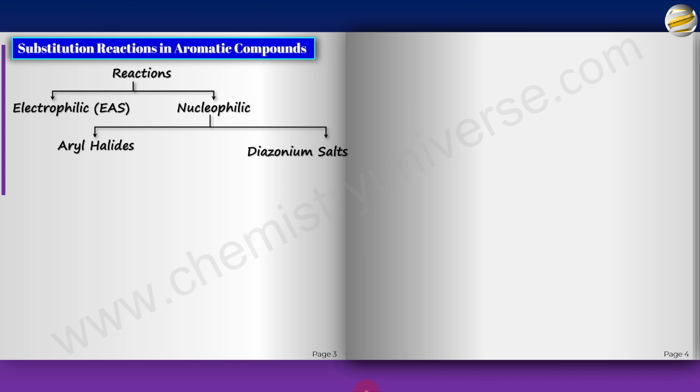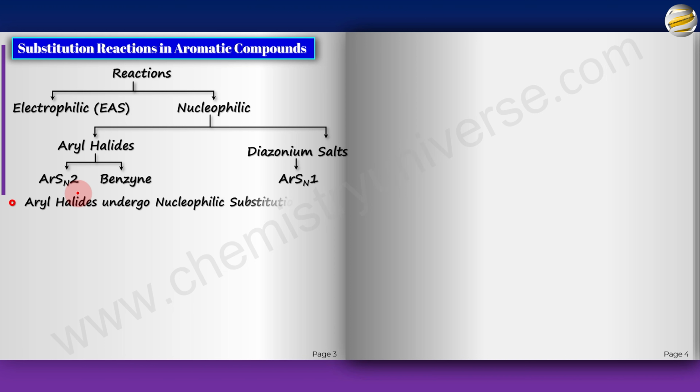Aryl halides can undergo nucleophilic substitution by 2 mechanisms. One is ArSN2, which is what we will do in this one. And then the next is benzyne. So part 1 is ArSN2, part 2 is benzyne, and then you have diazonium salts. So that is how we are going to deal with this. So diazonium salts will show ArSN1. Now, aryl halides undergo nucleophilic substitution with a great deal of difficulty.